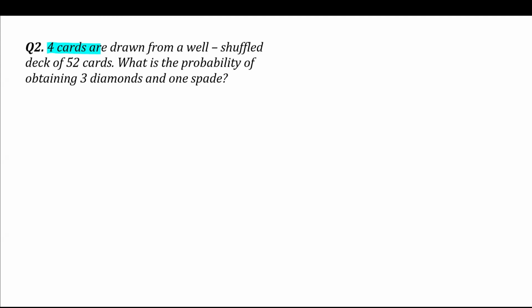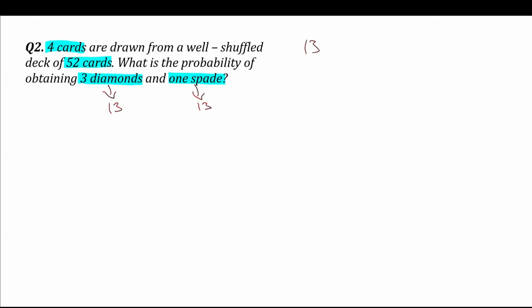In this question, it says 4 cards are drawn. So total of cards are 4, and that's from the well shuffled deck of 52 cards. What is the probability of obtaining 3 diamonds and 1 spade? So we have to take out 4 cards out of 52 cards, out of which 3 of them are diamonds and 1 of them is a spade. So what we know, how many diamonds are there? 13 diamonds are there, and spades are also 13.